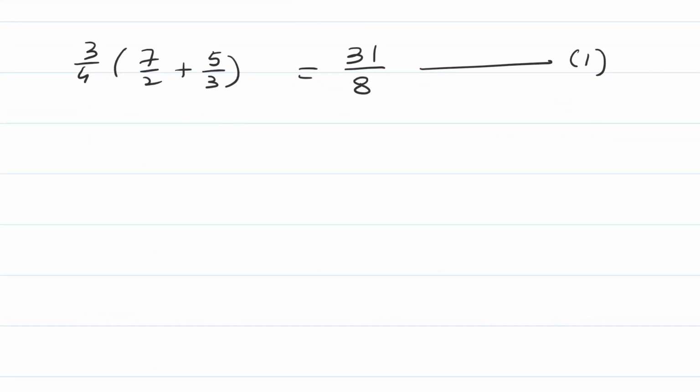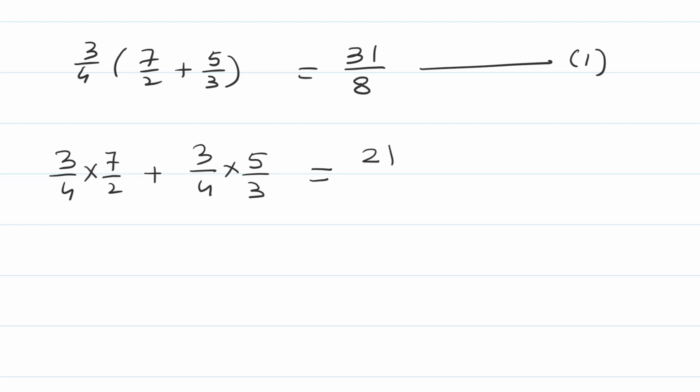So this is the left hand side. Right hand side is distribute product over addition. 3 by 4 into 7 by 2 plus 3 by 4 into 5 by 3. 3 by 4 into 7 by 2 is 21 upon 8. 3 upon 4 into 5 by 3, 3 cancel, 5 by 4.